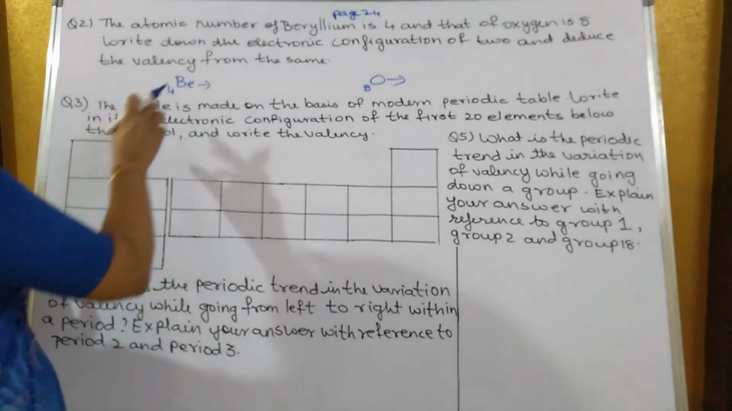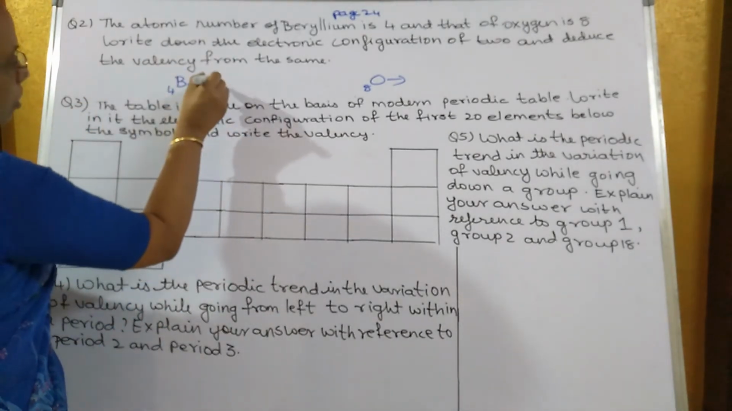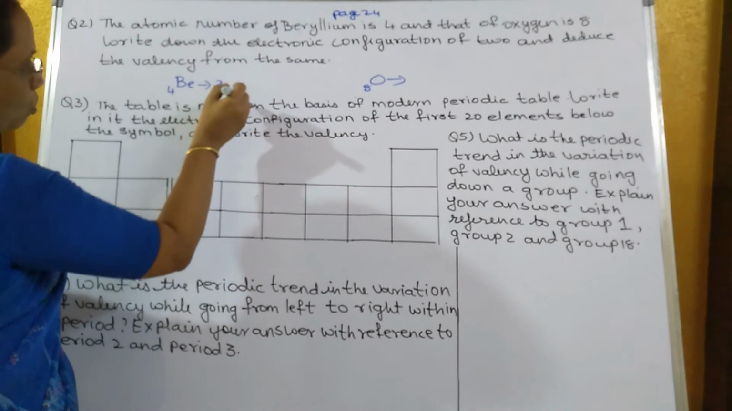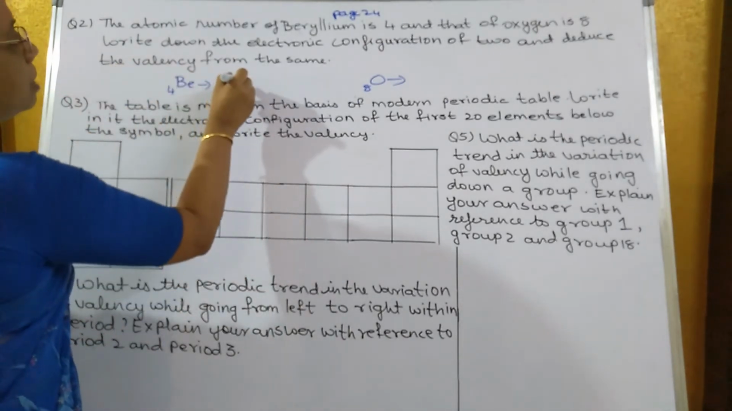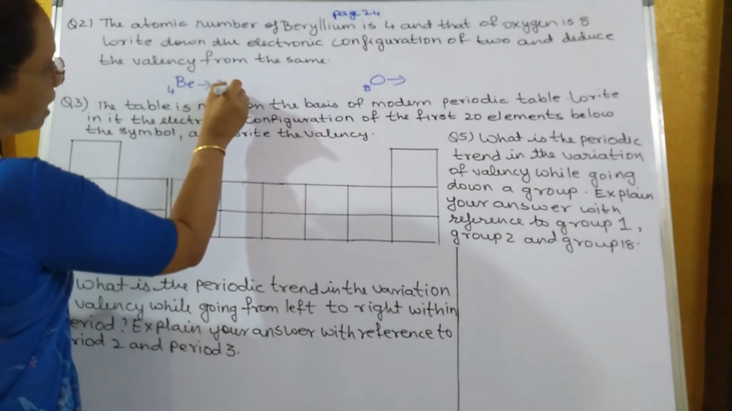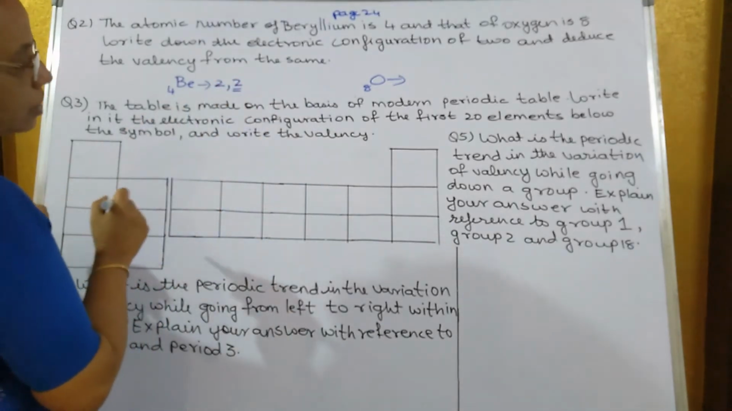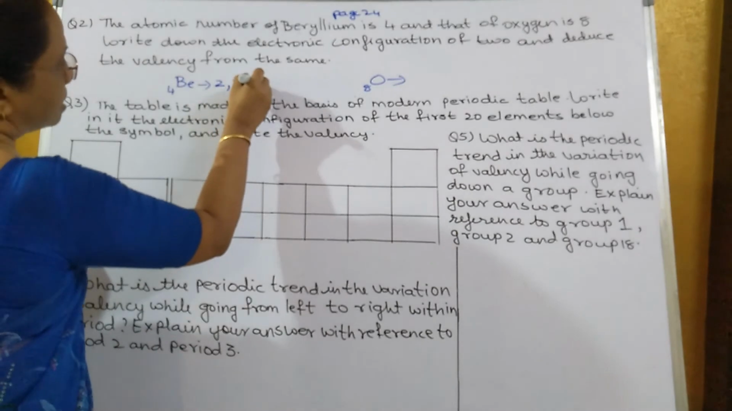Now beryllium's atomic number is 4, so in the first shell it will have 2. And the remaining 2 electrons will go in the next shell. How many valence electrons does it have? It has 2 valence electrons. Therefore, what will the valency be over here?